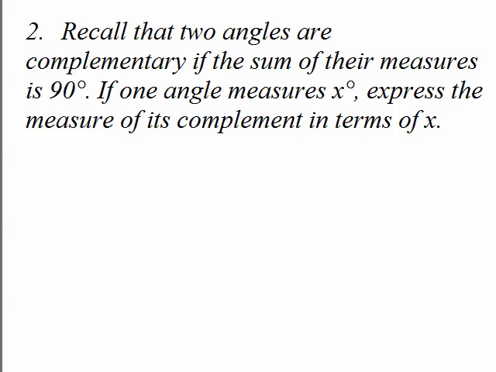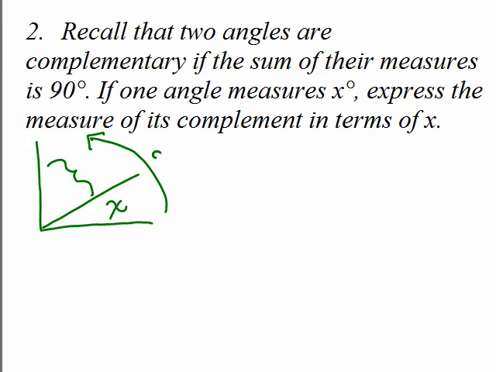Number 2 is similar. Recall that two angles are complementary if the sum of their measures is 90 degrees. One angle measures x degrees. Express the measure of its complement in terms of x. This is very, very similar, except we're talking about angles now. Okay, so if you want to look at a 90-degree angle, it looks like this. This piece here is 90 degrees. And so what we're saying is, part of it is x. How are we going to figure out this other angle measure if we know all the way from here to here is 90 degrees? It's a right angle, 90 degrees.